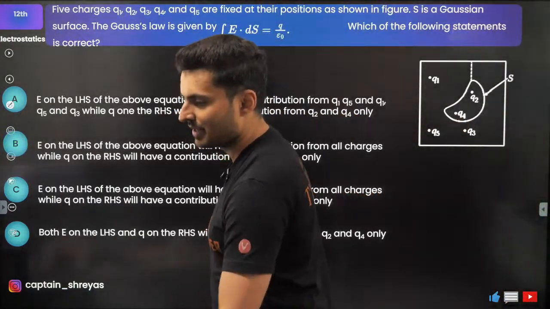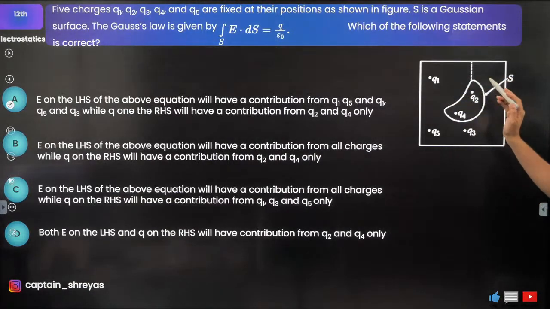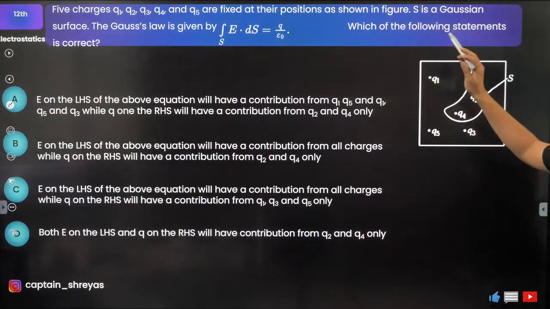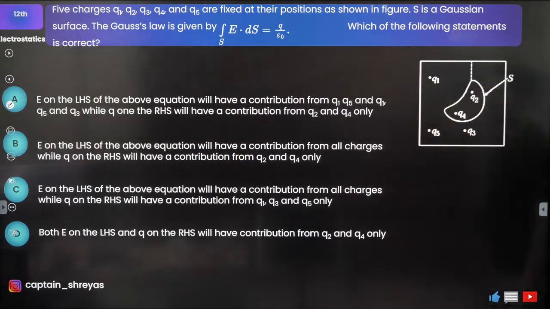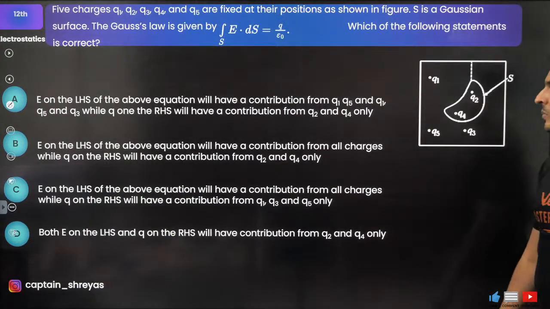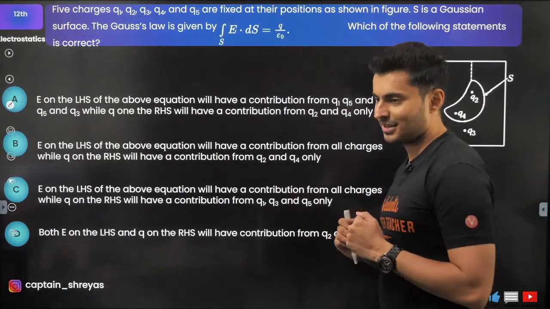What about this question, guys? 5 charges are fixed at these positions, and there is a Gaussian surface over here. If you use Gauss's law, which of the following statements is correct? Look at the diagram, see which charges are inside, see where the Gaussian surface is, see which charge is outside. The question is, which of the following statements is correct?